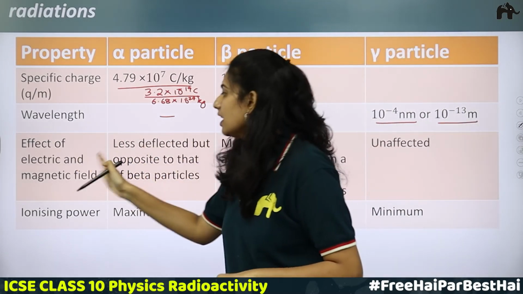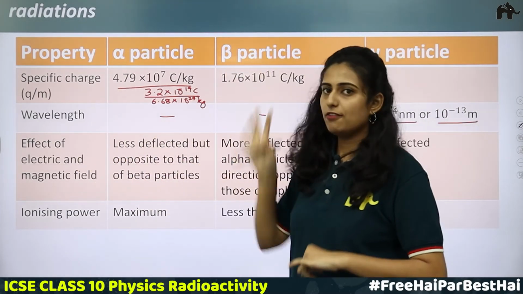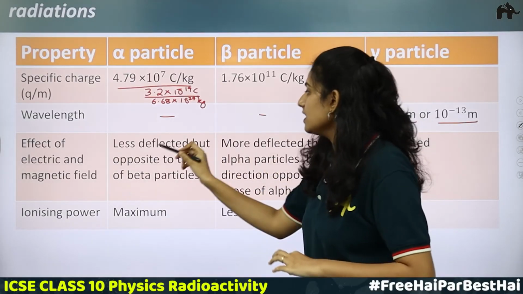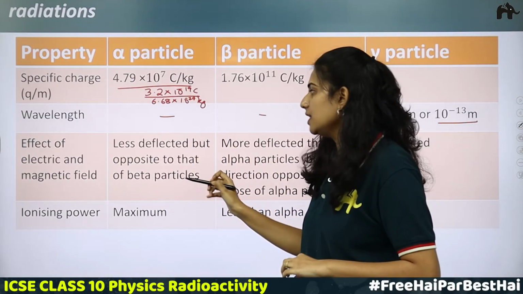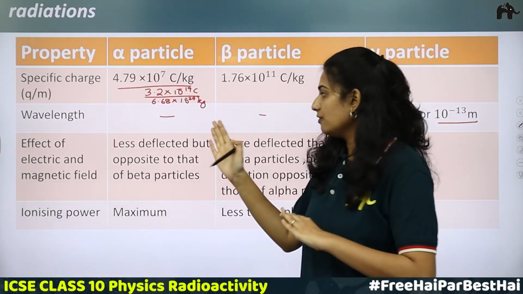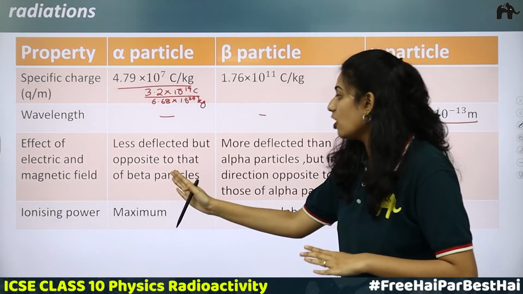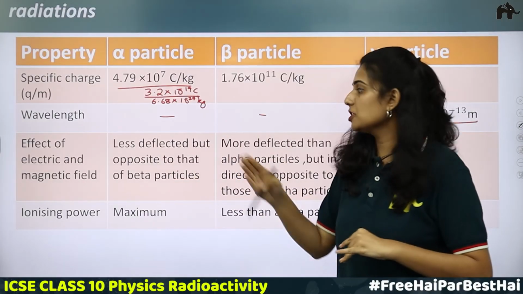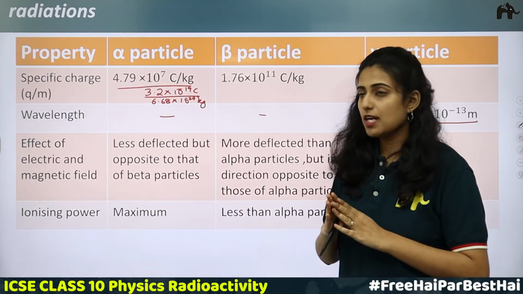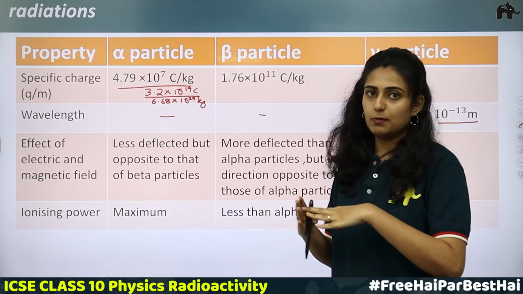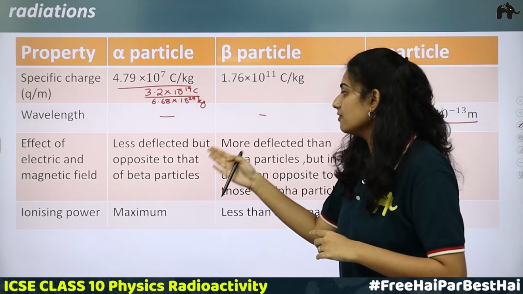Next, effect of electric and magnetic field. What happens to alpha particles in electric and magnetic field? There is deflection, right? Less deflected, but opposite to that of beta particles. Okay, always there is a deflection. Comparing to beta particle, it is less, but will also be in a direction that is opposite to that of beta particle. If beta particle is towards the positive plate, then the alpha particle will be towards the negative plate in case of electric field.